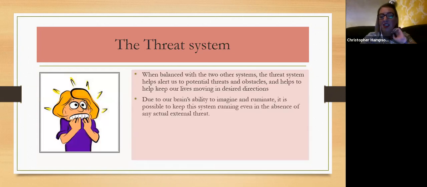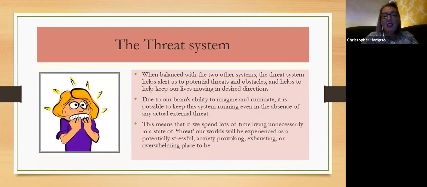When balanced with the two other systems, the threat system helps alert us to potential threats and obstacles, and helps keep our lives moving in desired directions. Due to our brain's ability to imagine and ruminate, it's possible to keep this system running even in the absence of any actual external threat. This means that if we spend lots of time living unnecessarily in a state of threat, our world will be experienced as potentially stressful, anxiety-provoking, exhausting, or an overwhelming place to be.